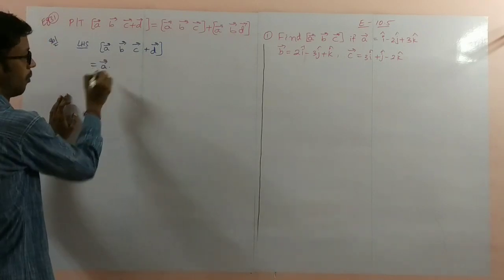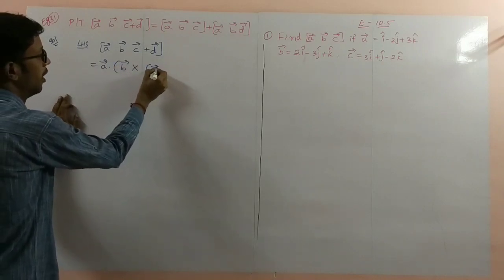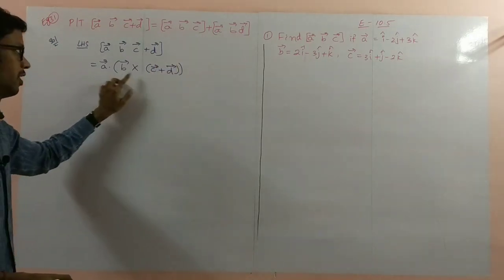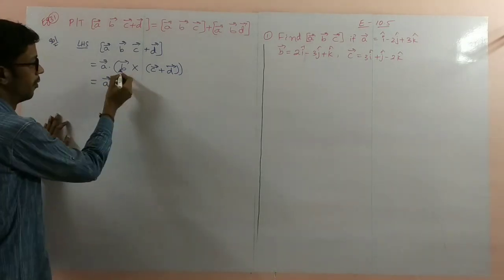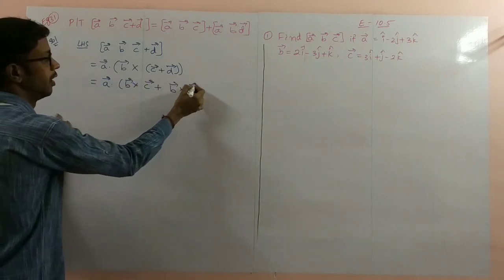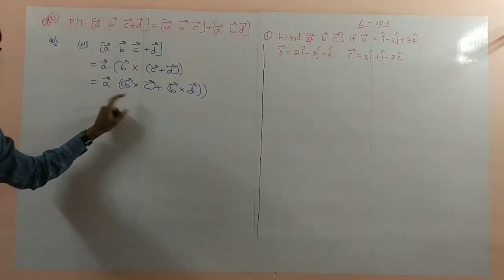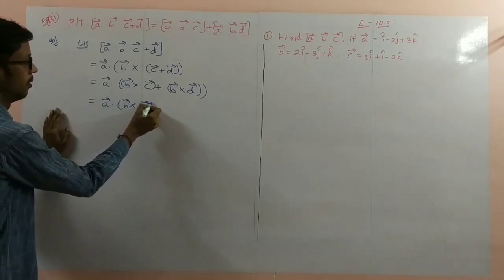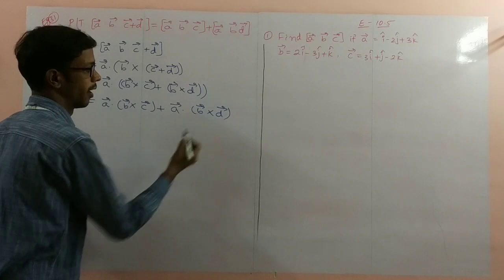First one, dot product, box of B bar cross of the remaining 2 vectors. Dot product, first one; second one, cross product. Now you simplify this one. A bar dot of B bar cross C bar plus B bar cross D bar. Next, you have to make the dot product here: A bar dot of B bar cross C bar plus A bar dot of B bar cross D bar.